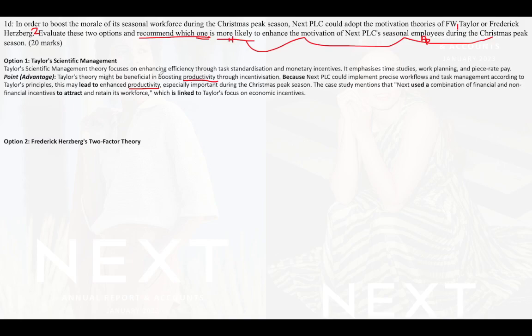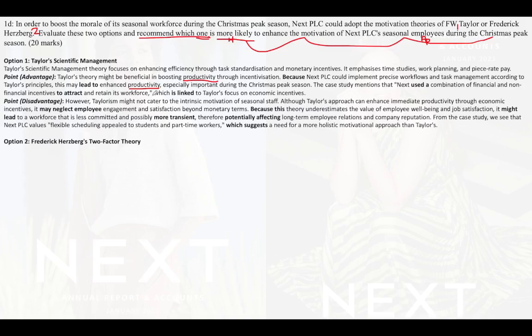To improve this paragraph, motivate incentives to motivate staff to ensure that they attract new staff and retain existing temporary workers during Christmas. That's all that needs to be changed to nail it. At the moment, not liking the answer, even though theoretically it looks okay. However, remember we don't need to write this: Taylorism might not cater for the intrinsic motivation of seasonal staff.